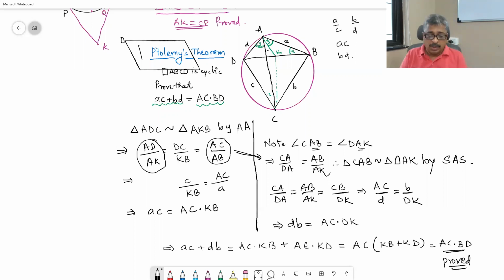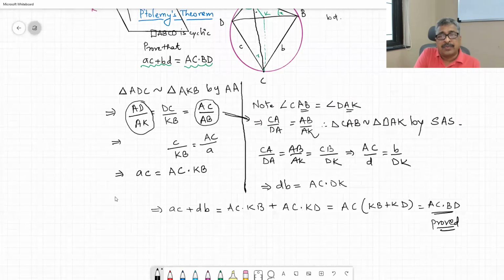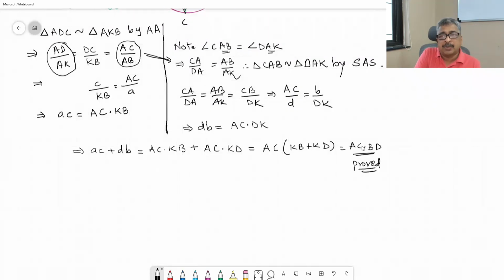This is one of the most important theorems in geometry, Ptolemy's theorem, where you get one condition that if the quadrilateral is cyclic, the sum of the products of opposite sides is equal to the product of diagonals. Now we will see applications of this theorem, but before that, I would like to give you a statement of the converse. The converse is also true. Therefore, the statement of the converse is as follows.